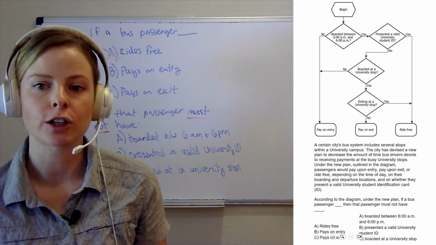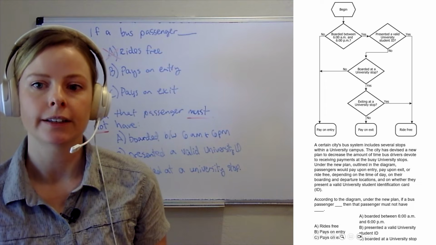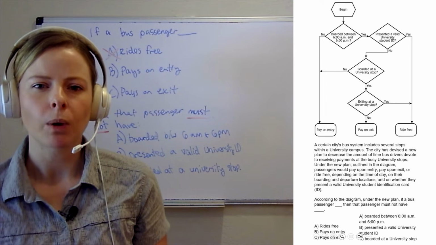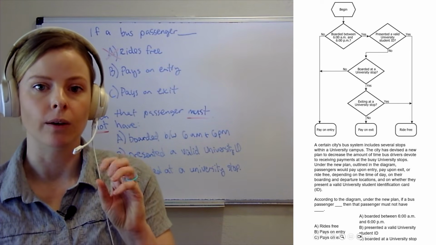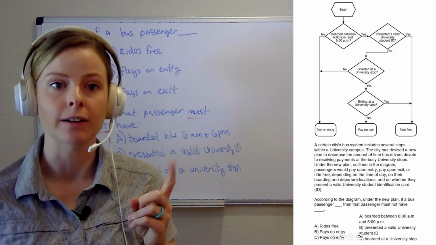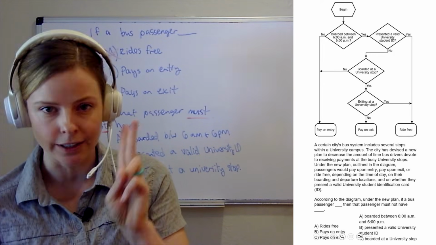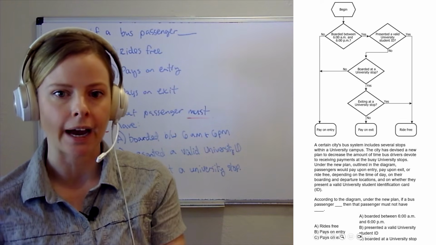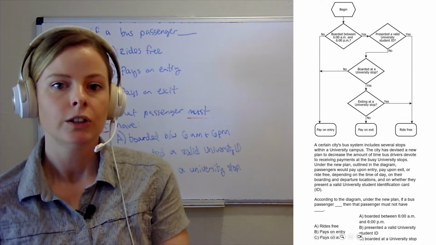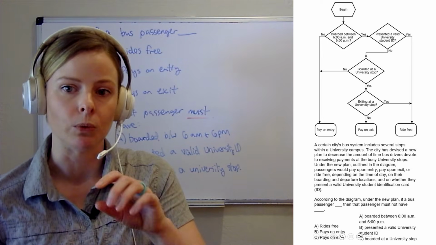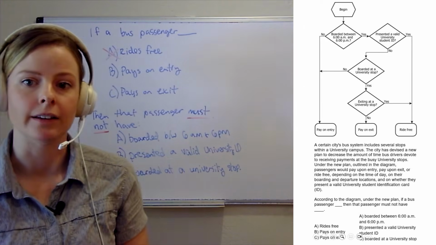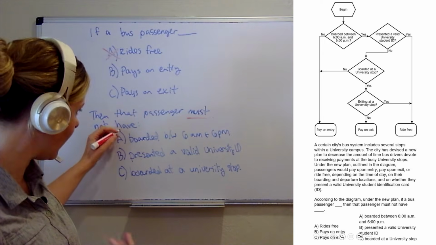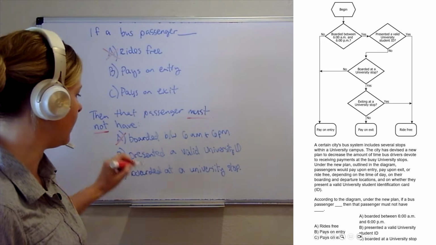So passenger must not have boarded between 6 a.m. and 6 p.m. Well, we just said there's two pathways, right? One is if you answer no to that question, but the other is you answered yes, right? So you did enter between 6 a.m. and 6 p.m. and you make your way back to the pays on entry bucket. So because there's a pathway back, then we know that A isn't R1, right? You can board between those times and pay on entry.